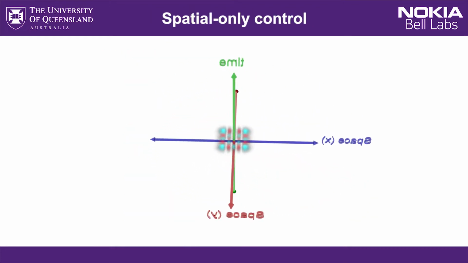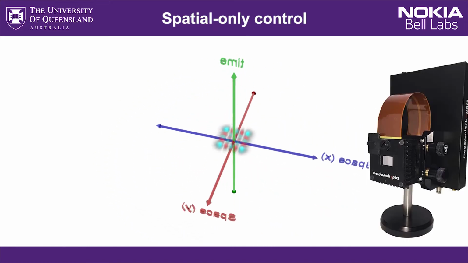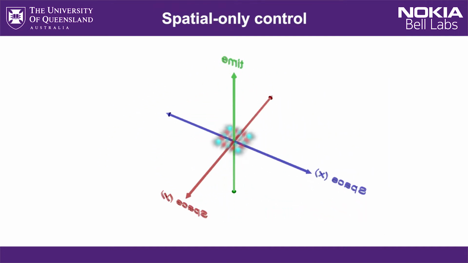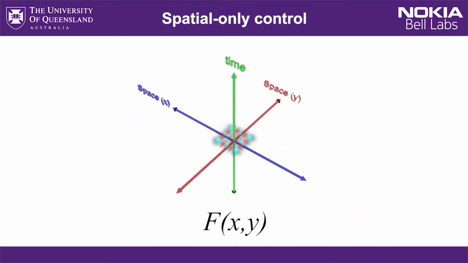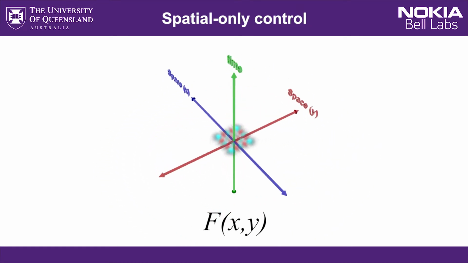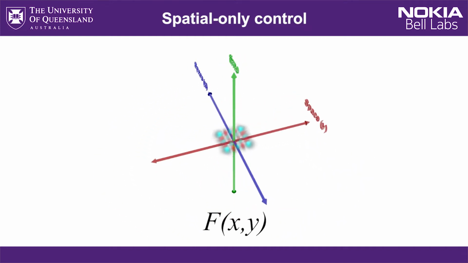First up, there's spatial-only control. Typically, you've got something like a spatial light modulator, an SLM, and that lets you create a beam that's some arbitrary 2D function of space, X and Y. And that's by far the most common type in this area of research, I'd say. You've got two dimensions of control, and both of those dimensions are spatial dimensions.